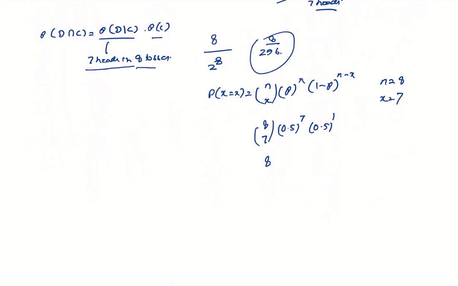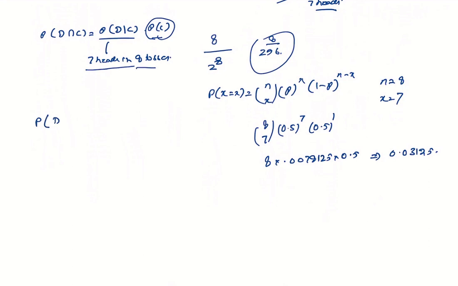0.5 to the 7 is 0.0078125 times 0.5. That gives you 8 into 0.0078125 times 0.5, that is 0.03125, and then you multiply that with 1 by 5, which is the probability of C. So that is how you will do the probability of D intersection C.